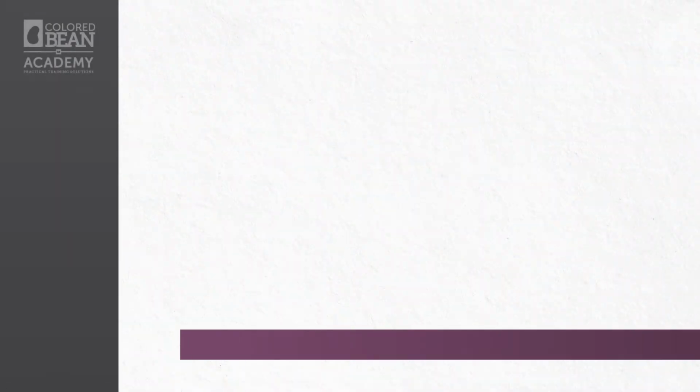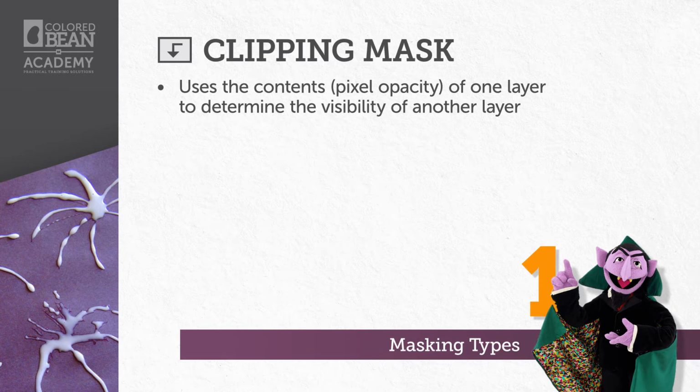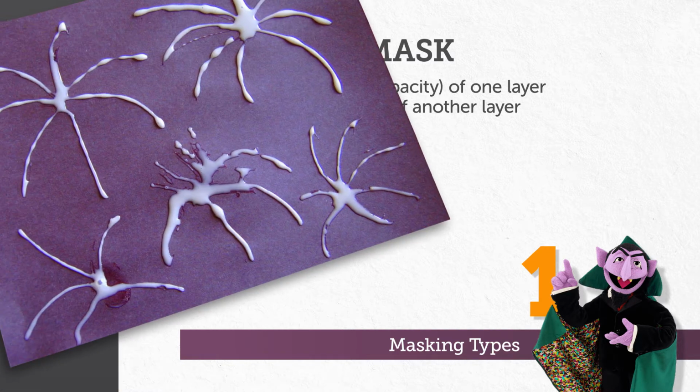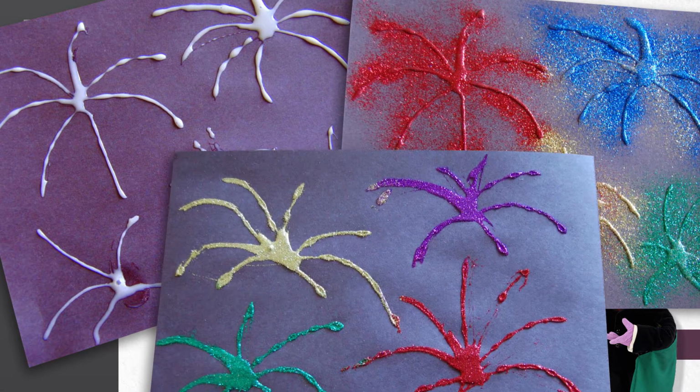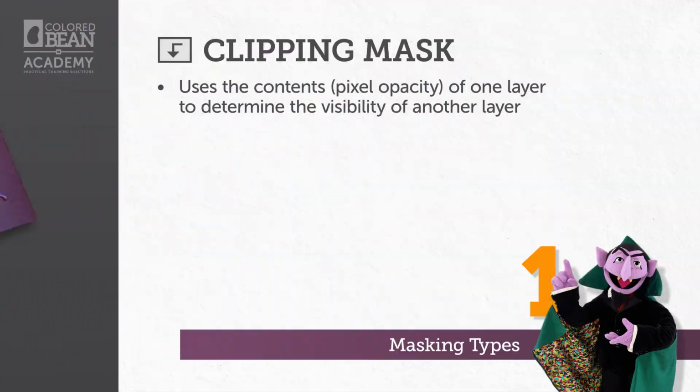Our first type of mask is a clipping mask, which uses the contents or pixel opacity of one layer to determine the visibility of another layer. Remember back in grade school when you would paint with glue, throw a bunch of glitter on it, and the glitter would only stick where there was glue? It's kind of like that.